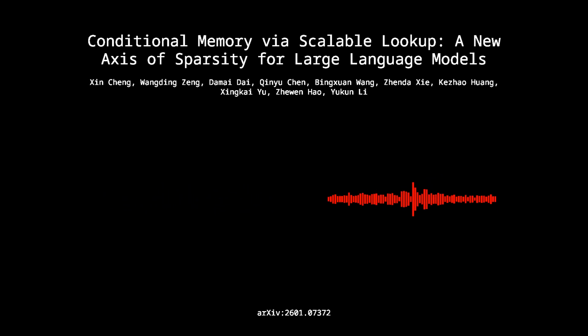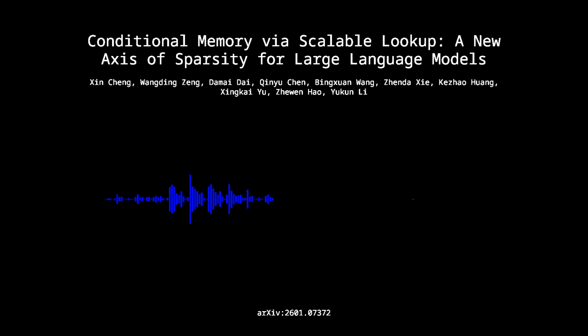So reallocating just 20 to 25% of your sparse capacity from experts to this deterministic memory gives you the best performance. It gives you outsized gains. In the 10B model, for example, the validation loss dropped from 1.7248 to 1.710 just from that small shift. It really proves the 2 primitives are complementary. They're good at different things.